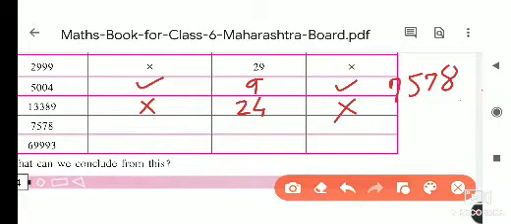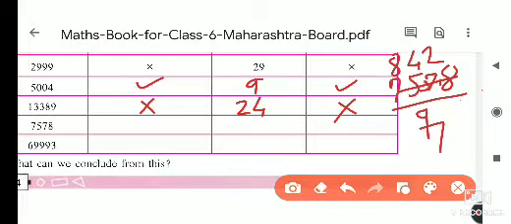7,578. We'll check whether it is divisible by 9 or not. So 9 ones are 9, 9 8s are 72, remainder is 3. 9 4s are 36, remainder is 1, and 9 ones are 9, and 9 2s are 18. So here remainder is 0. So this number is completely divisible by 9.